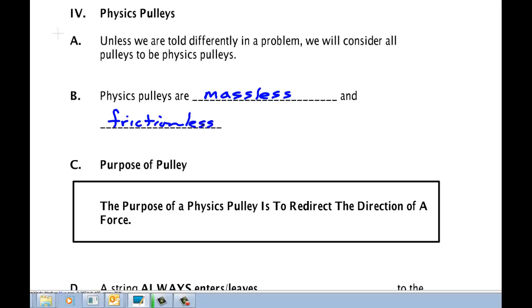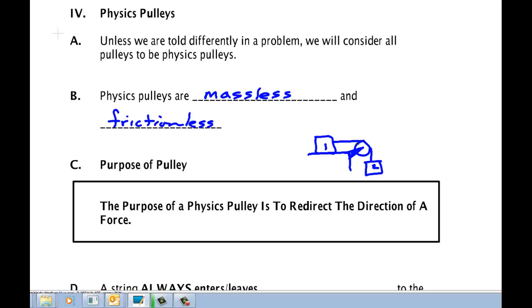The only thing that the physics pulley does, if you think about it, is simply take the direction of a force and redirect it. So if you've got some object, like this object, attached by some rope, and then that rope goes into a pulley, and then across that pulley is the rope to another block. The purpose of this pulley is simply to redirect the direction of that force. It does nothing else. It doesn't change the tension in the rope.